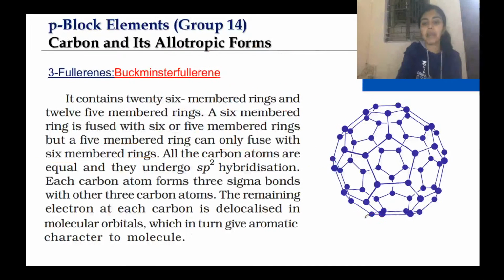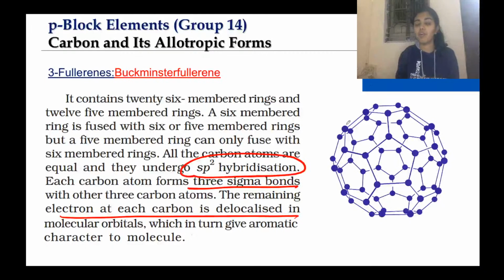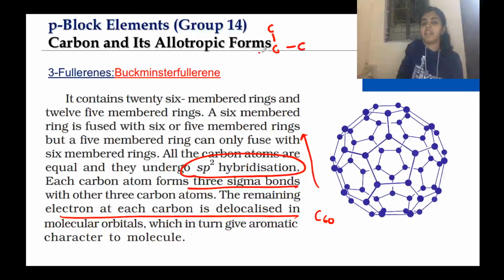Now, the hybridization of carbon atom is sp2. That means 3 sigma bonds are formed and the remaining electron is delocalized over the whole molecule to make it aromatic in nature, right? So, C60 has a graphite type bonding, not exactly, but graphite type bonding. This particular electron will be delocalized over the whole molecule and the other 3 electrons are involved in covalent bond formation with other carbons, right? So these pi electrons are responsible for the aromatic character of Buckminster fullerene.